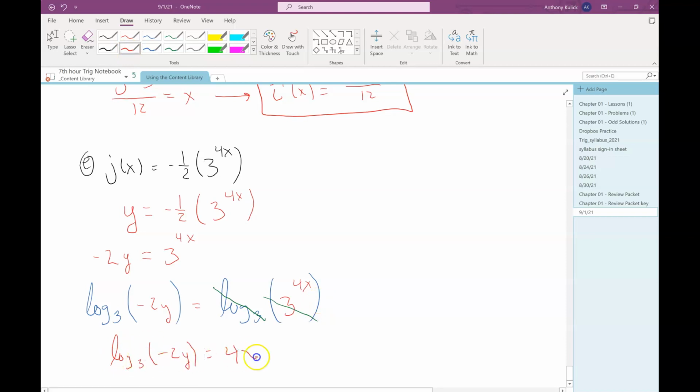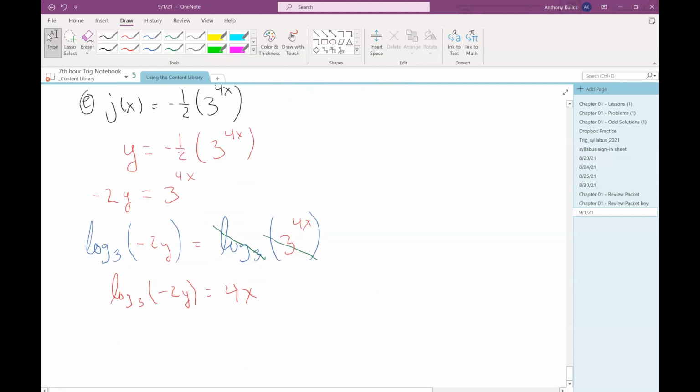Does that ring some bells? Should at least look familiar. This is the point of doing all these examples, it allows me to review all these different function types from last year.